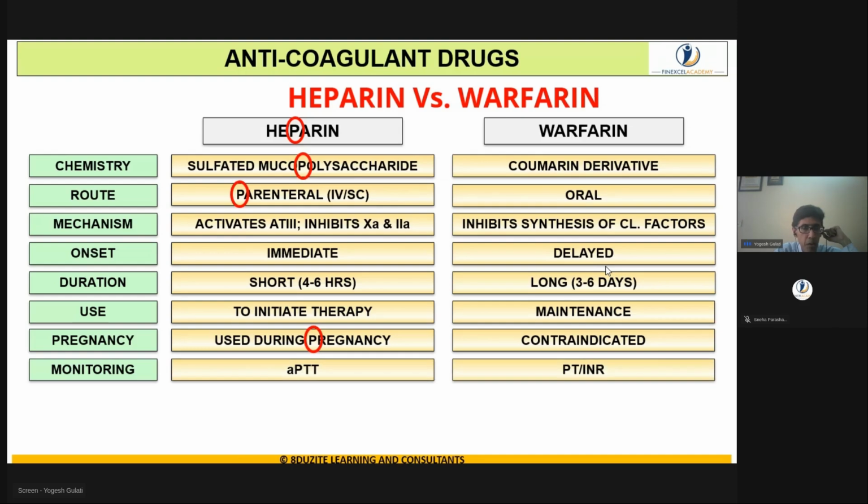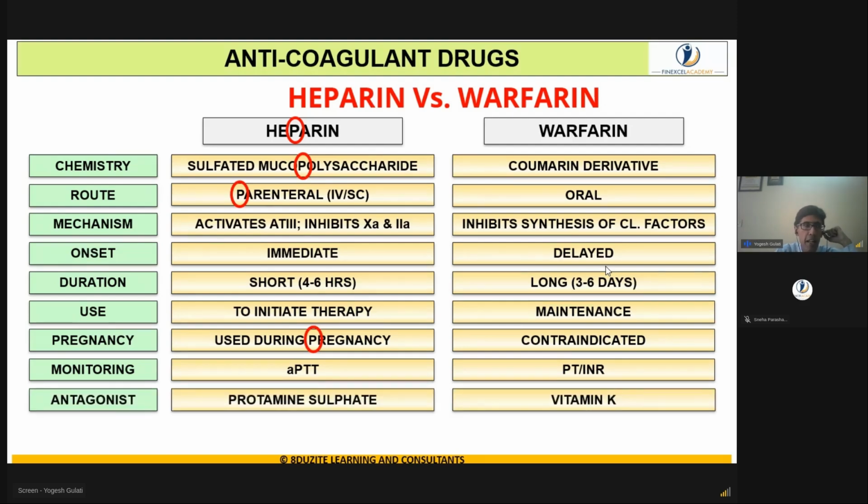Then monitoring. We have talked about how to check the levels, the amount of clotting that has occurred and the chances of bleeding. We monitor the action of heparin by measuring APTT. For warfarin, we measure it by PT or INR. Heparin is APTT, warfarin is PT or INR.